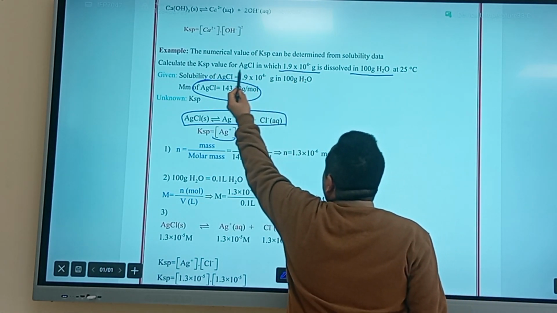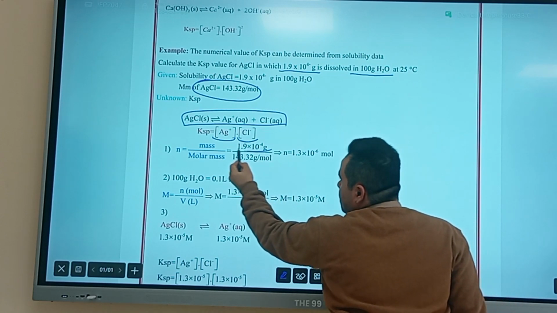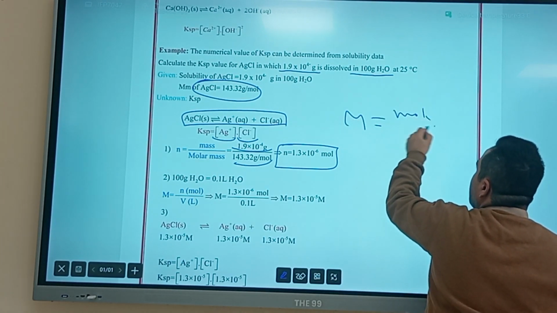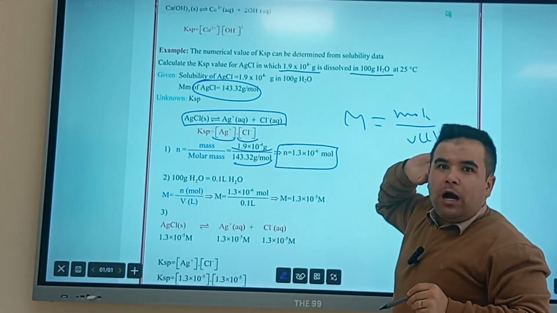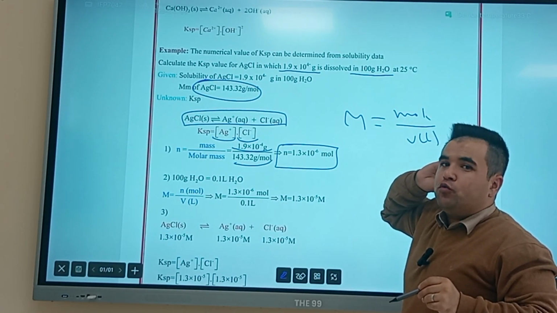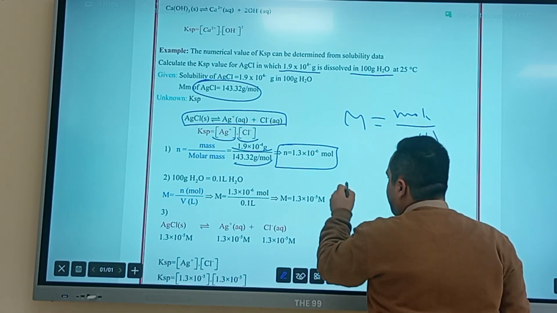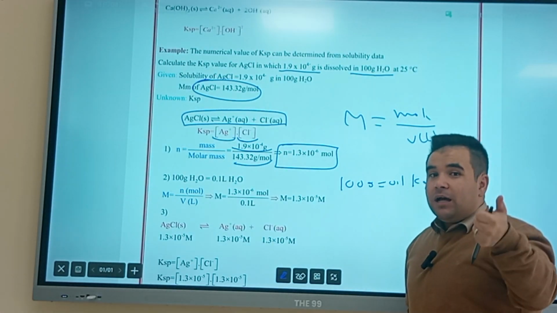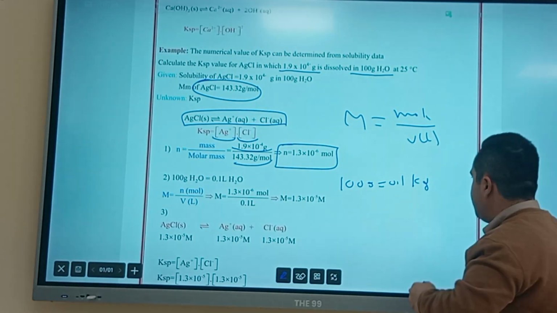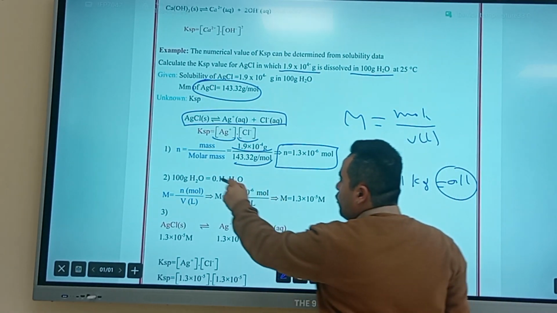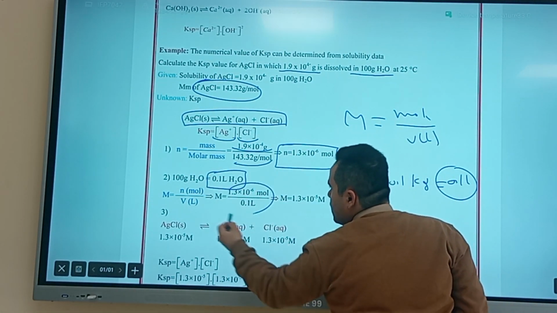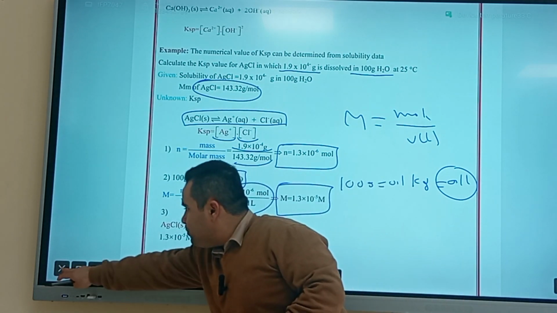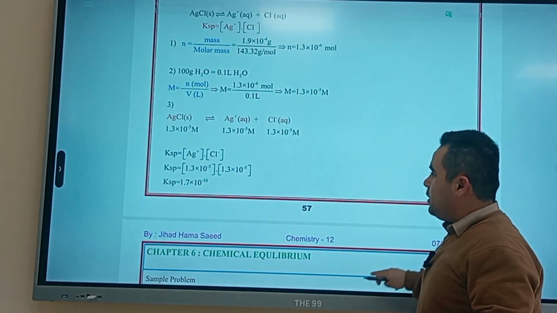The mass is given; divide it by the molar mass and you get the moles. Molarity is equal to moles per volume in liters. How many liters of water are given? 100 grams, which is equal to 0.1 kilogram. And guys, for water, the volume and the mass are equivalent: 1 liter is equal to 1 kilogram. So we can say we have 0.1 liter. Divide the moles by this volume and you get the molarity, the concentration. As the concentrations are known, multiply them and you get the KSP for the salt.